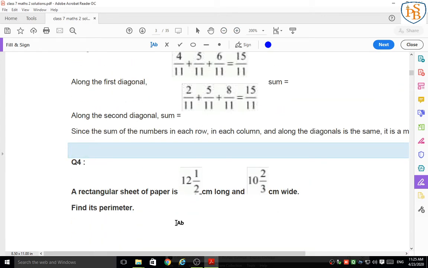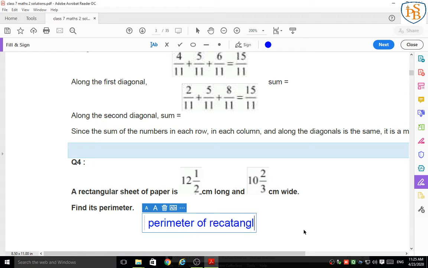The rectangular sheet of paper is 12 and 1 upon 2 centimeter long and 10 and 2 upon 3 centimeter wide. Find its perimeter. Look at here, the formula of perimeter of rectangle, which you have already studied last year or in other competitive exams, that is 2 in bracket length plus breadth, and here bracket is closed.